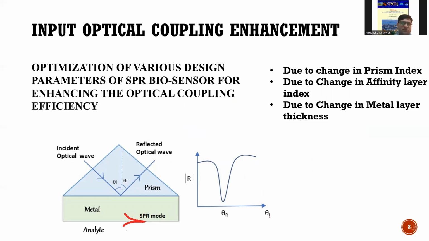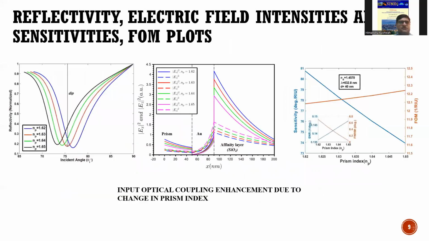So by using all these, we optimize the various design parameters of the SPR biosensor for enhancing the optical coupling efficiency. These curves show the enhancement due to the change in the prism index. The first figure shows the reflectivity curve versus incident angle theta I for various values of the refractive index of the high index prism NP. With increase in NP, the resonance angle shifts towards low values.